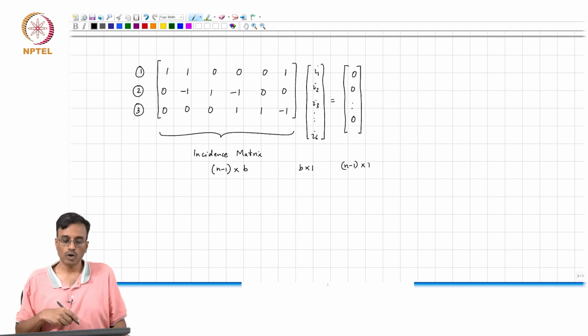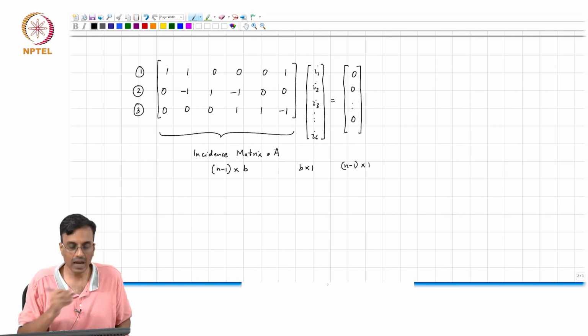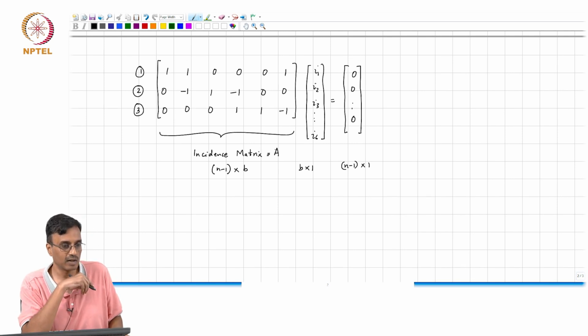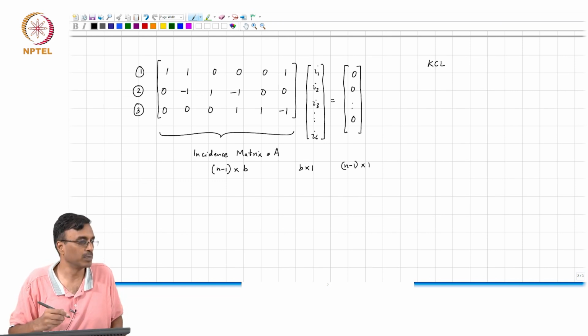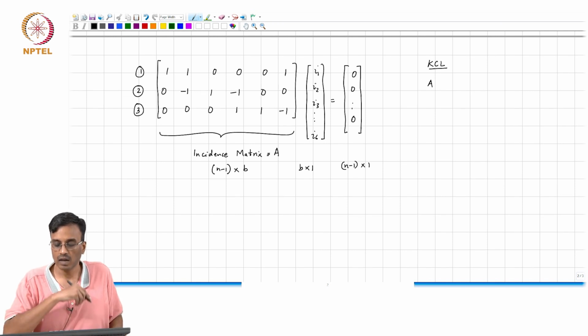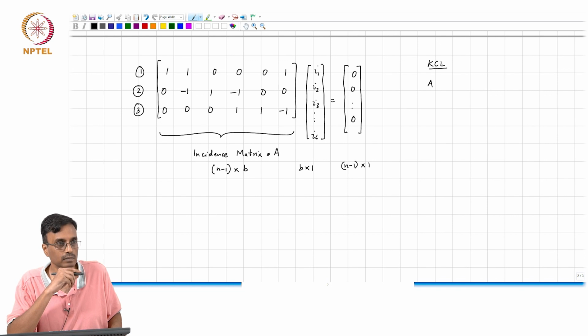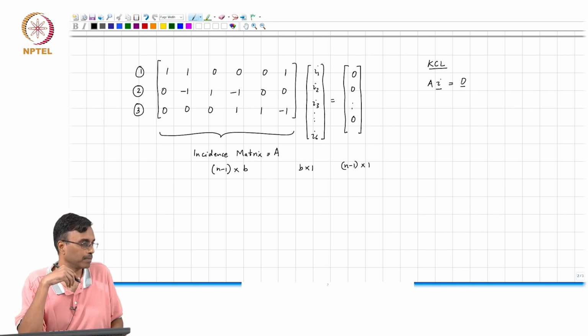All right. So, the incidence matrix is often denoted by the symbol A. There is nothing holy about that notation. And therefore, KCL expressed in matrix form is simply A times, how will you express KCL in matrix form? A times I equals the 0 vector, where all the matrices have appropriate dimensions.